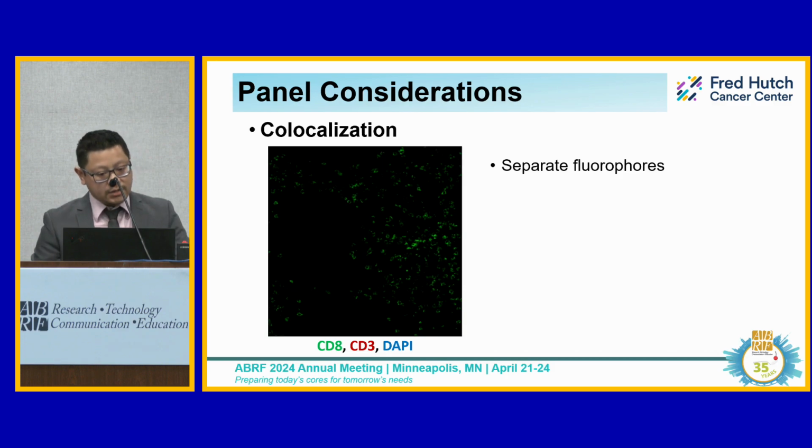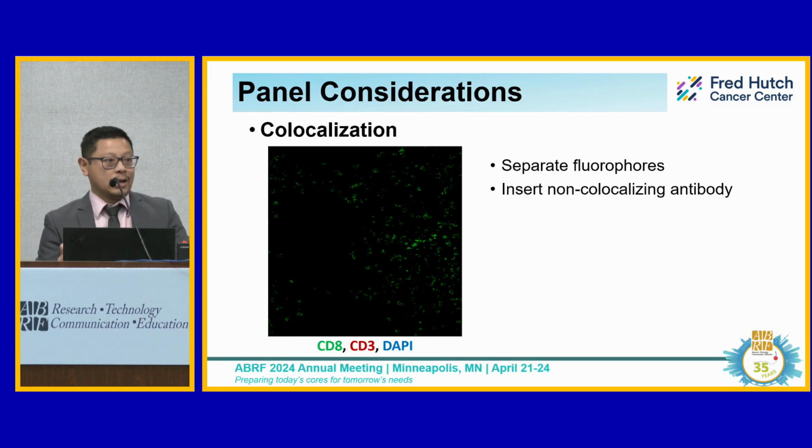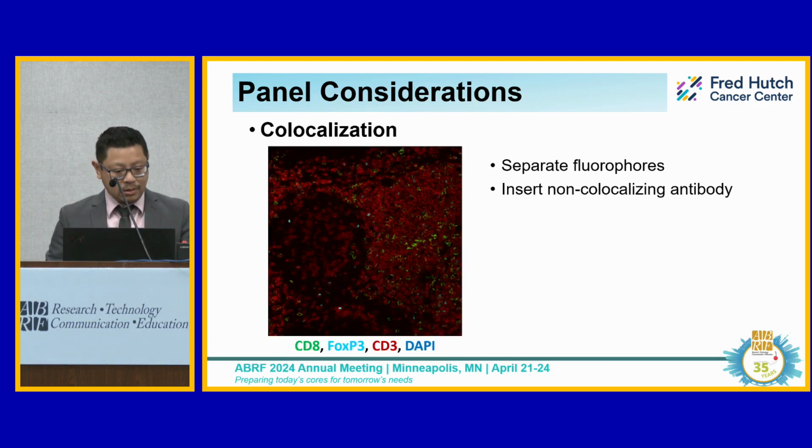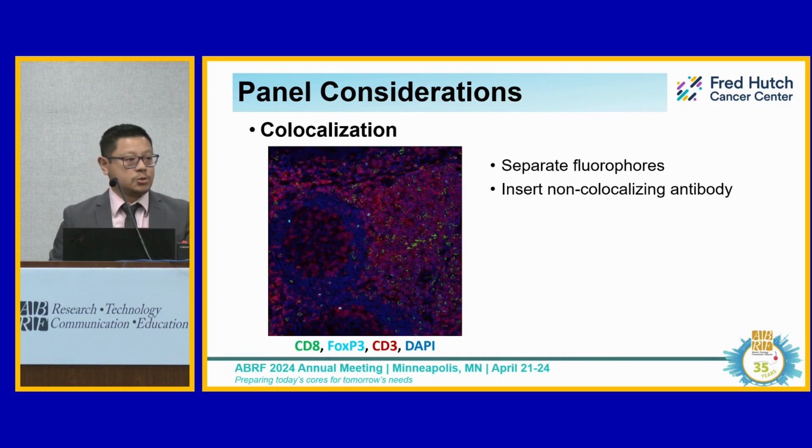If you have other antibodies to incorporate, you want to insert a non-colocalizing antibody, or perhaps something in a different cellular localization, like a nuclear stain. So in this case, I brought in FOXP3. It's a nuclear stain, so I incorporated this between CD3 and CD8, and that way I know the CD8 pattern is truly CD8. Otherwise, we would get bleed from CD3.